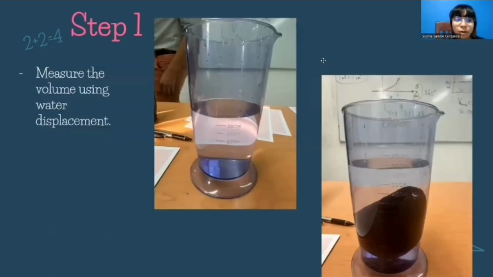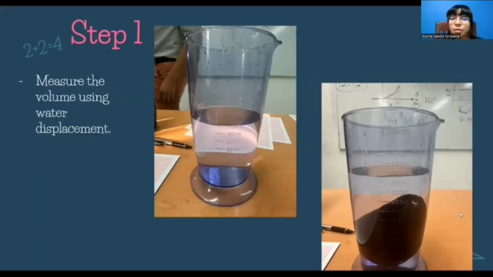So for step one, first we have to measure the volume using water displacement. In this case, we use a container with a capacity of 700 milliliters, but we only use 400 milliliters. So this is the quantity before putting the avocado inside. So we put the avocado inside and measure the quantity. After that, we have to find the difference between before and after in order to get the exact volume of the avocado.